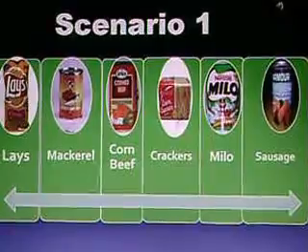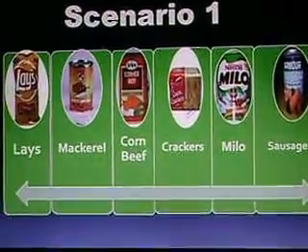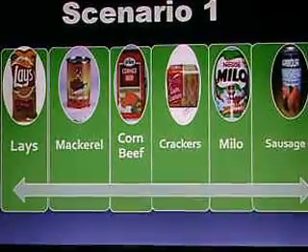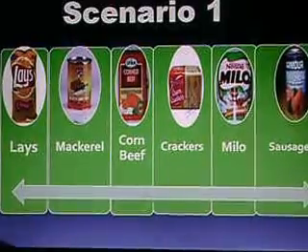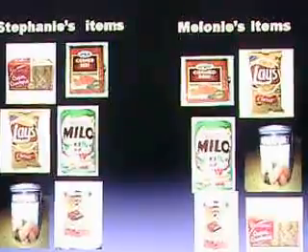Melanie and Stephanie went to the supermarket. They purchased the following items: a Lay's, a tin of mackerel, a tin of corned beef, a crackers, a Milo, and a tin of sausage. Now, these are the elements that Melanie and Stephanie bought. They bought the same items, the same number of items, but the items are not in the same order. So the sets are equivalent.